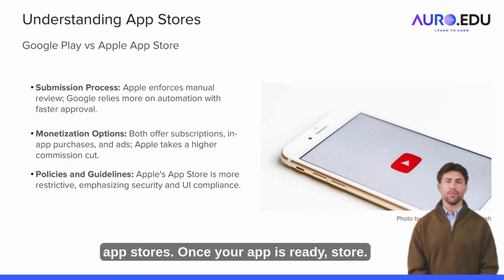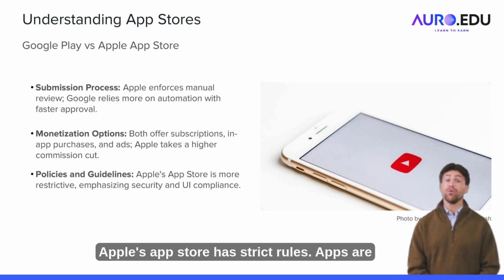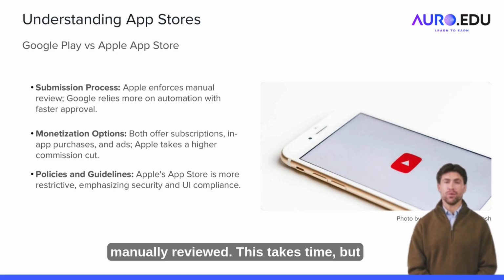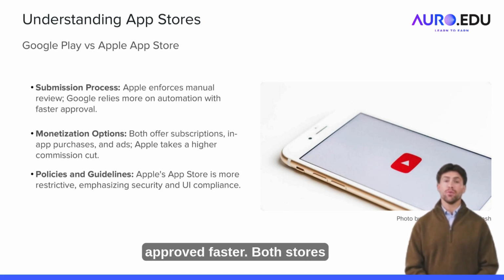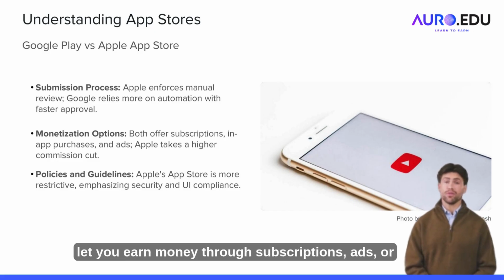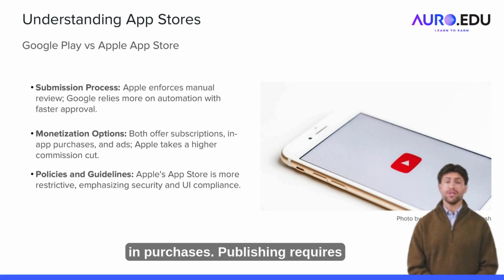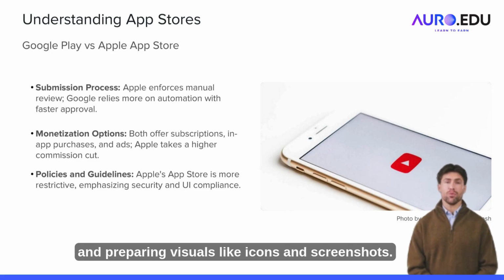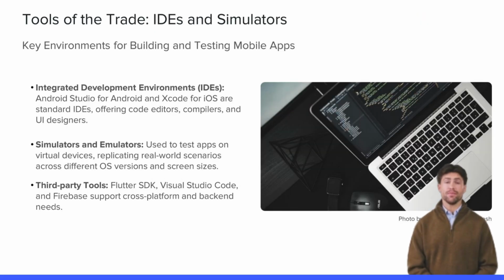Understanding app stores. Once your app is ready, you publish it to an app store. Apple's App Store has strict rules. Apps are manually reviewed. This takes time but ensures higher quality. Google Play uses automated reviews, so apps are approved faster. Both stores let you earn money through subscriptions, ads, or in-app purchases. Publishing requires following guidelines, testing your app, and preparing visuals like icons and screenshots.